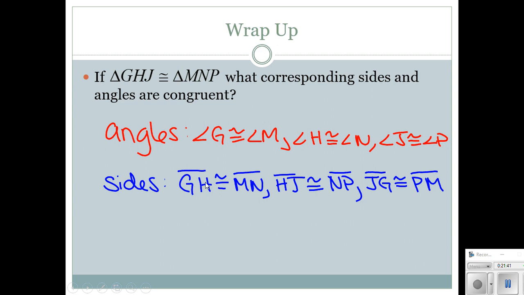What about the sides? GH and MN, corresponding, they are congruent. HJ and NP, they are congruent. JG and PM, they're congruent. The best way to do this part is to actually draw the triangles, okay? So I want you to draw the triangles and then write the corresponding angles and sides when you do this, okay?